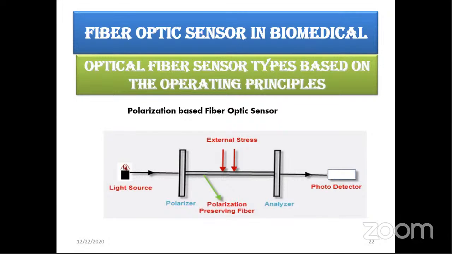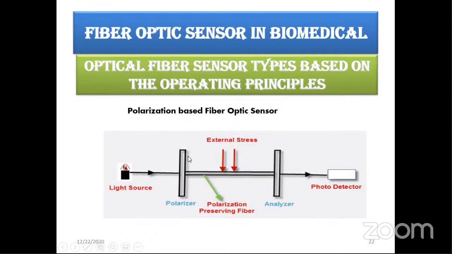The next type is the polarization based fiber optic sensor. The second type is polarization based fiber optic sensors. Again, we have the same setup, that is, a light source and detector. In between the light source and detector, we place one polarizer and analyzer. It is a special type of fiber. The components have been developed with exact polarization features, because the sensor works based on the polarization changes.